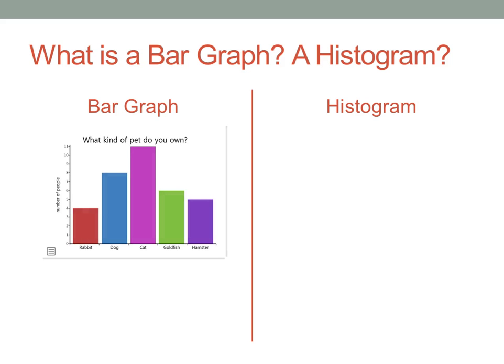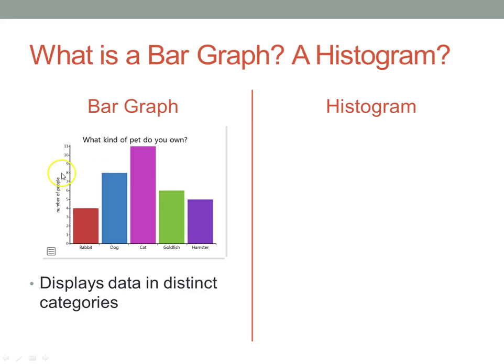So here's a bar graph. What kind of pet do you own is the question on this bar graph. And you can see that there are 5 different categories here. Now, each category is displayed on its own. So we see only rabbits here, and you can look to the left to see the y-axis, or the vertical axis, measures the number of people who own each type of pet. So you can see here are rabbits, and there are 4 people who own rabbits.